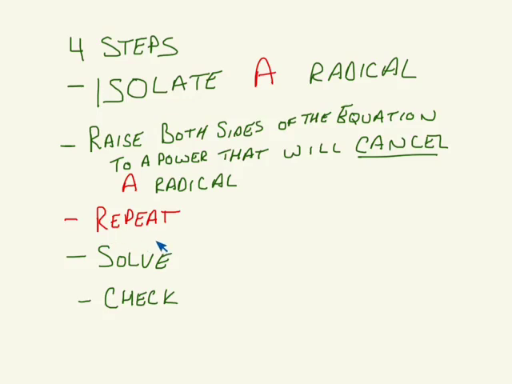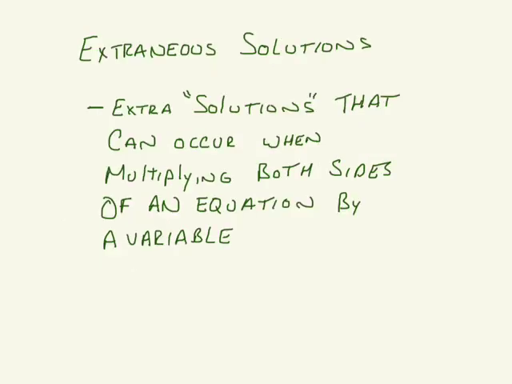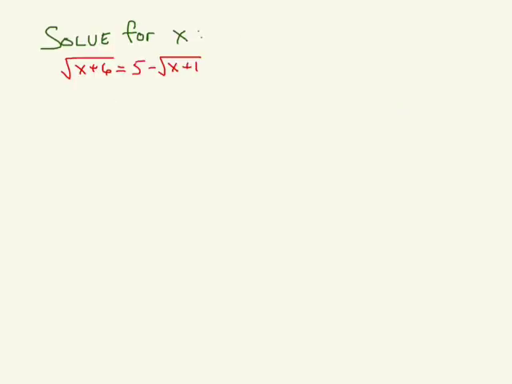All right, we're going to go back up here, isolate a radical. At this point in time, hopefully we have made it the radical. Every time we square both sides or raise both sides of the equation to a power that will cancel a radical, we want to make sure that we are canceling out one of our radicals. We're then going to solve and we're going to check. Why are we going to check? Remember that we have the possibility of extraneous solutions, extra solutions that get created when we multiply both sides of an equation by a variable.